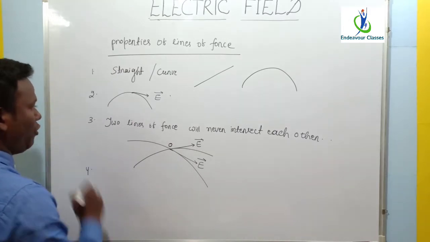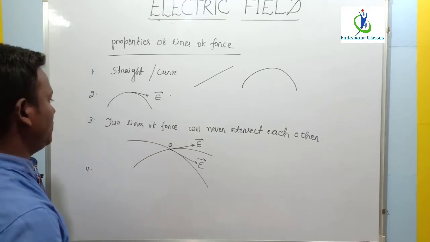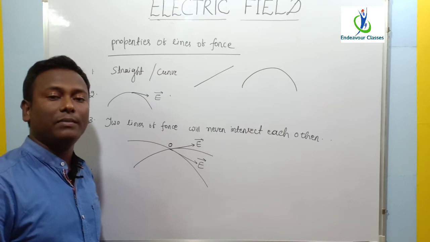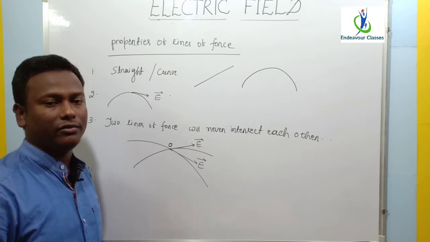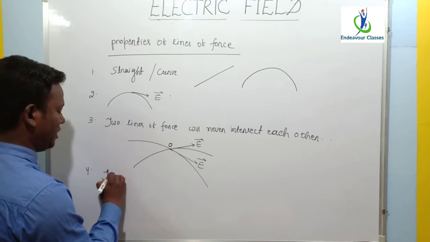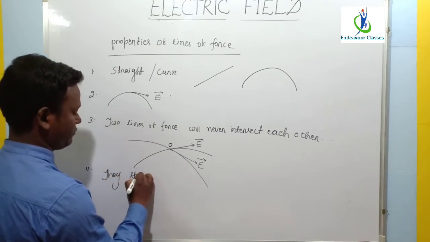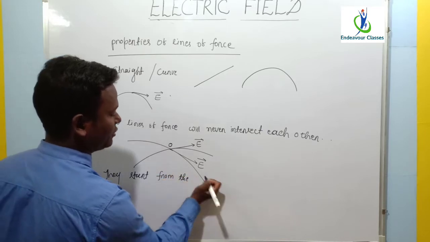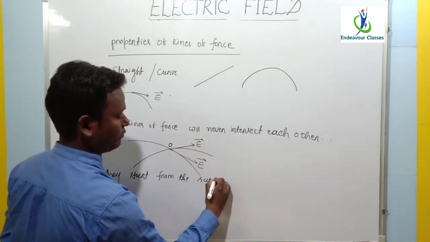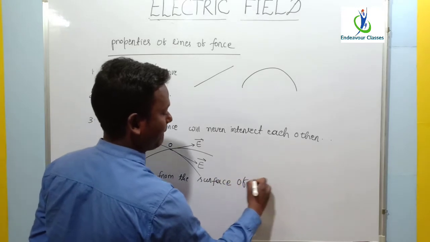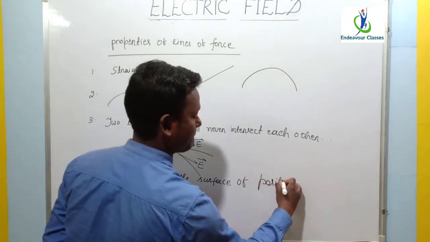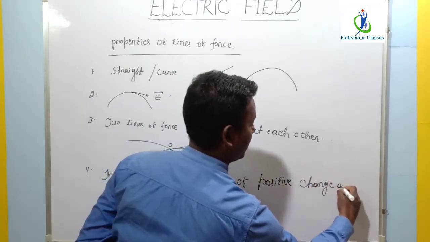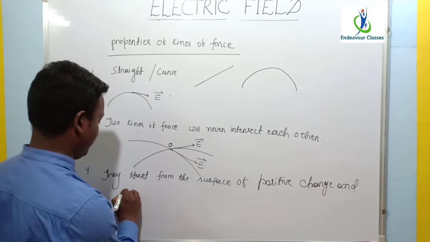Now coming to the fourth point, the electric lines of force start from the surface of a positive charge and end on the surface of a negative charge.